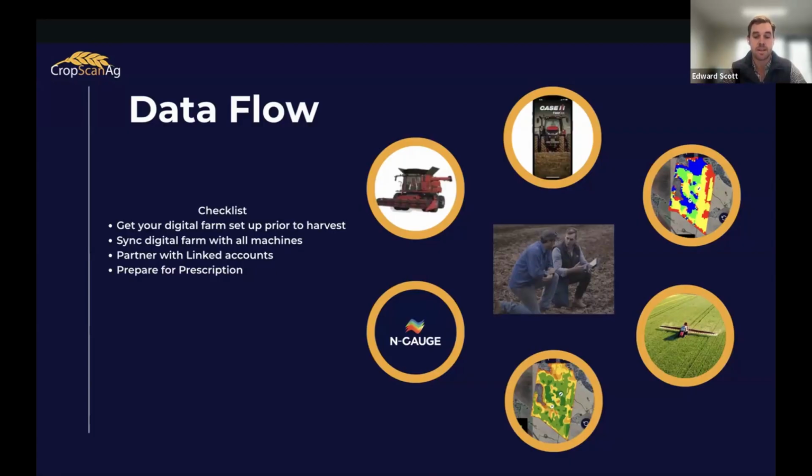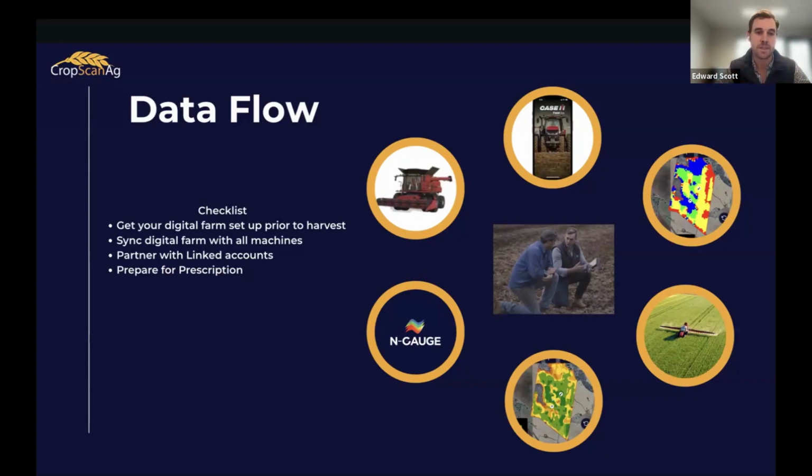So really a critical checklist for you as we go into the next step is: get your digital farm set up now. We want to be working on that and make sure it's not something that happens after harvest, because data collected without some of this basic information is a lot harder to manage. We want to sync with all your machines on the farm, get everything updated at the same time. Now, at times we see multiple accounts set up on different farms.